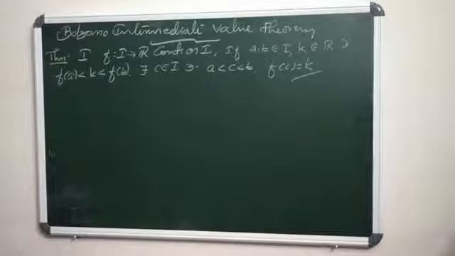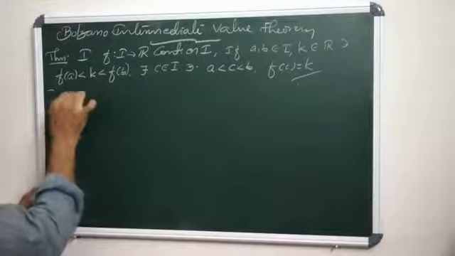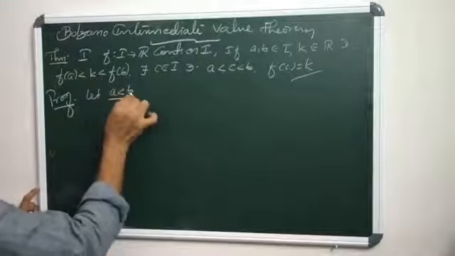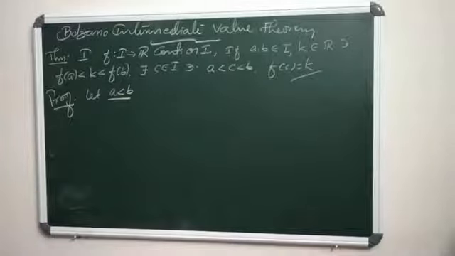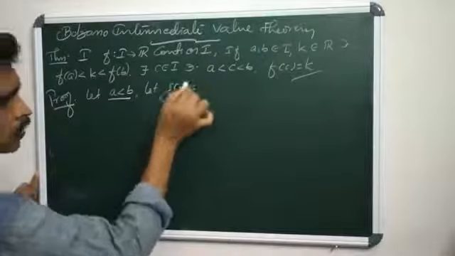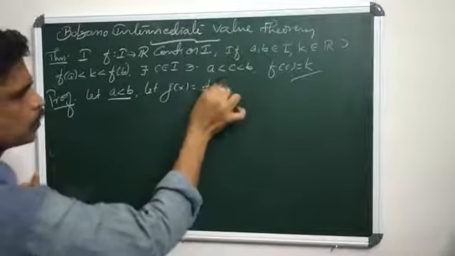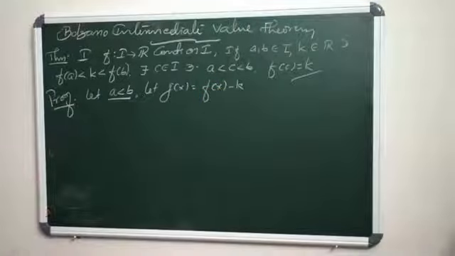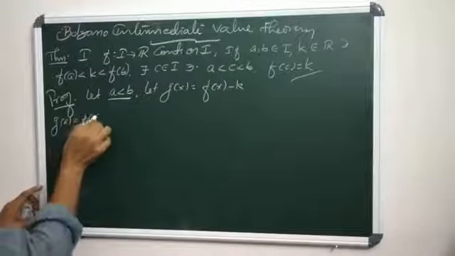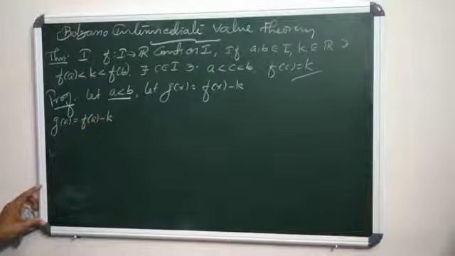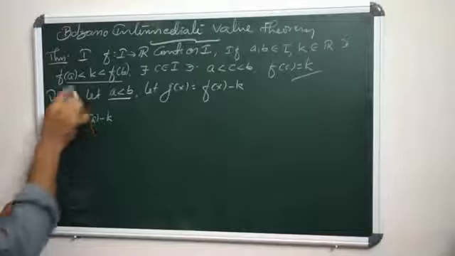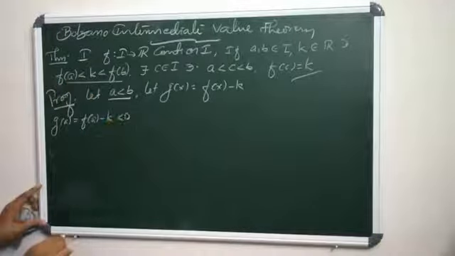Yes. How to prove this one? So for its proof, let a be less than b. If a is less than b, then let g(x) equal f(x) minus k. So what is g(a)? g(a) equals f(a) minus k. Is it negative or positive? Listen, f(a) is less than k less than f(b). So f(a) minus k is negative.